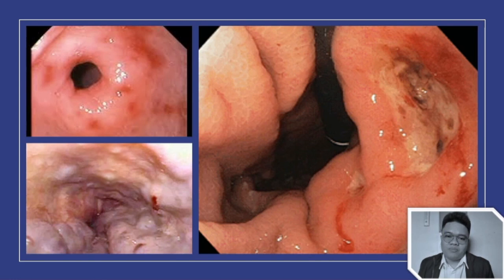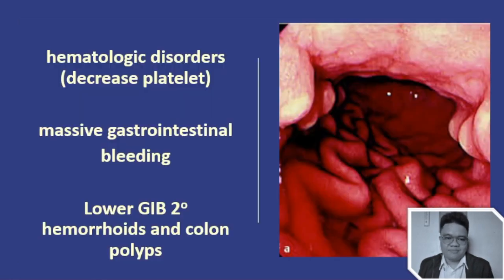So you have your peptic ulcer disease, which is shown on your right. The one on your left, on the upper part, is indicative of gastritis. And then the one below shows your esophageal varices. So these three conditions are the three major causes of bleeding among our patients: peptic ulcer disease, gastritis, and esophageal varices.